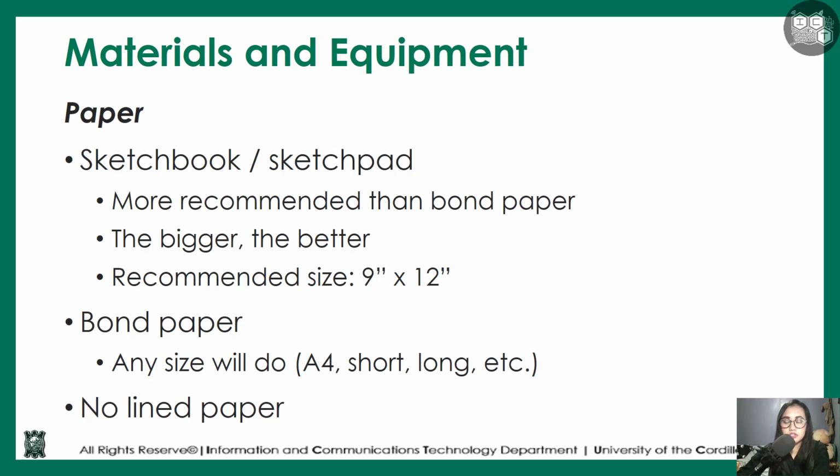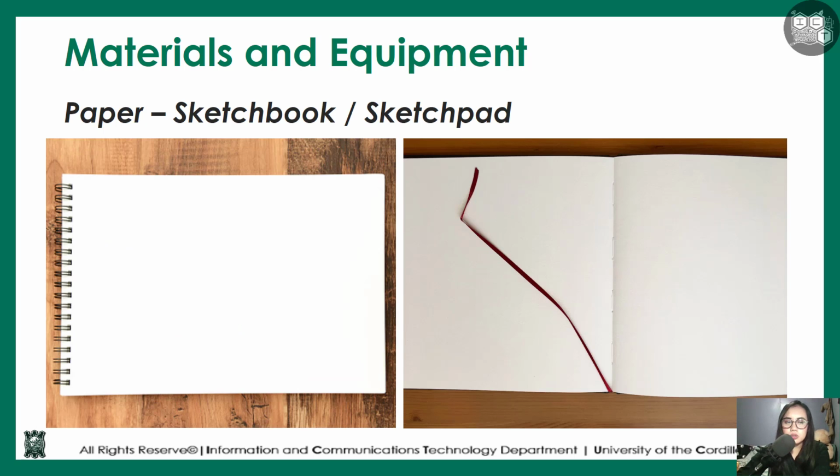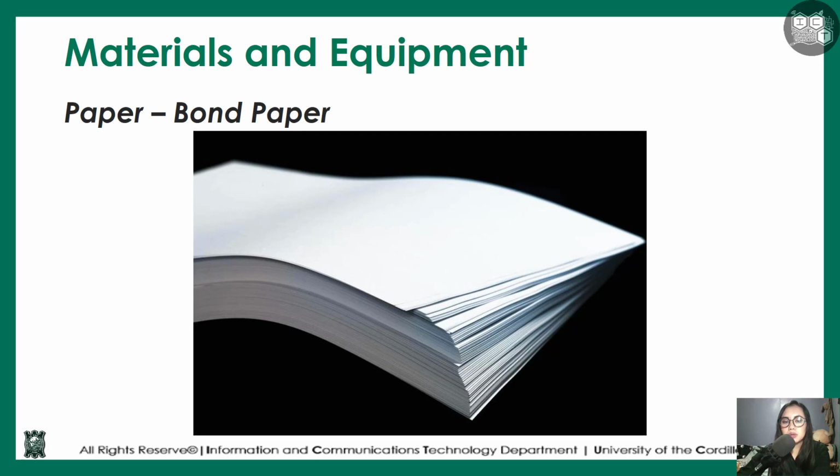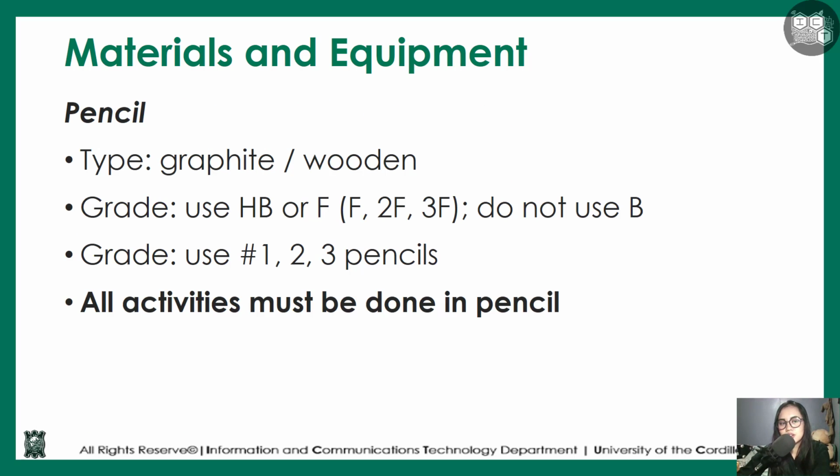If you don't have, or if you don't really want to buy a sketchbook or a sketchpad, then bond paper will do as well. So your white bond paper, any size will do. You can use A4, short, long, it doesn't matter as long as you're able to do the activities. As much as possible, no lined paper will be used because it will be distracting to the output that you will be creating. So you can either use, as stated, a sketchbook or a sketchpad. The one on the left is a sketchpad and the one on the right is a sketchbook. We also have bond paper, more or less you know how this looks like.